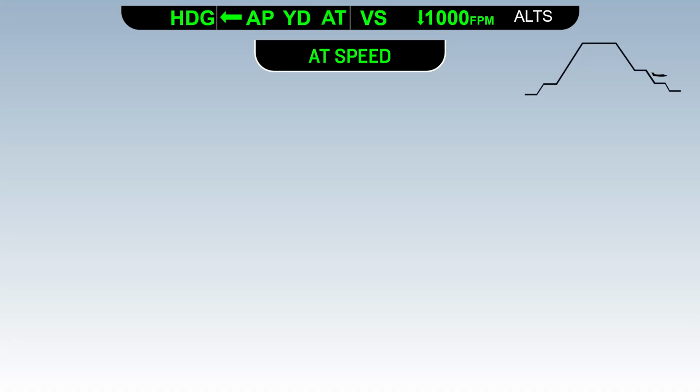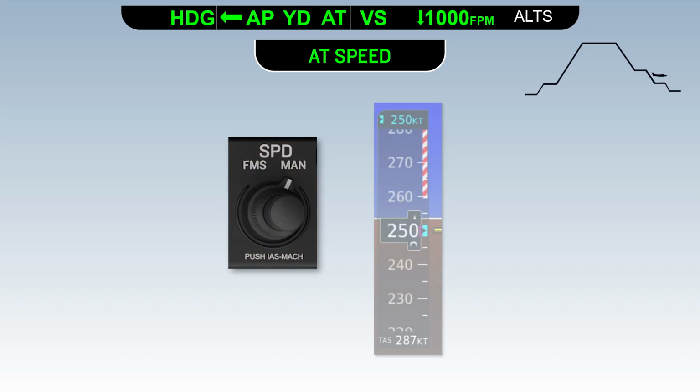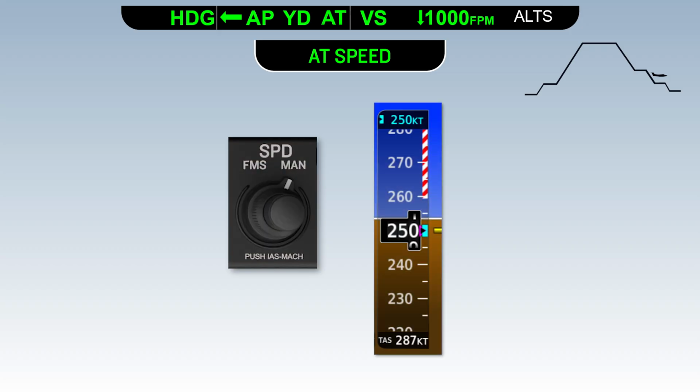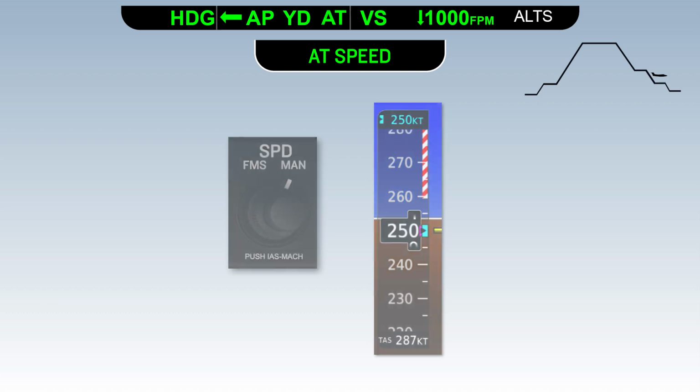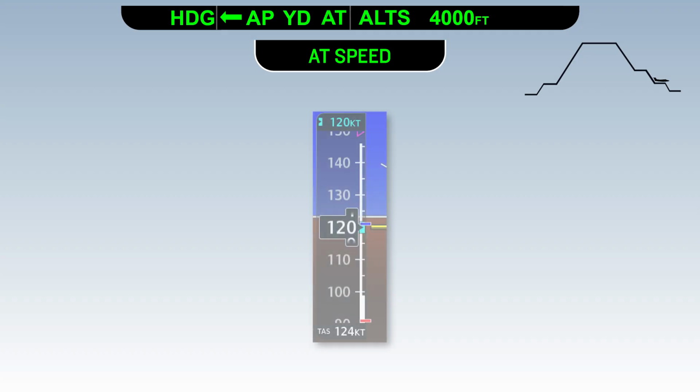Prior to level off at 4,000, we'll change our speed bug from FMS to manual. The autothrottle will stay in AT speed. The speed bug will change from magenta to cyan and track our current airspeed. From this point, we can manually control our speed as we descend on the approach. When we dial in a lower speed, the autothrottle will reduce power to decelerate at about 1 knot per second. As we level off at 4,000, the autothrottle will stay in AT speed and adjust power to maintain our selected speed.